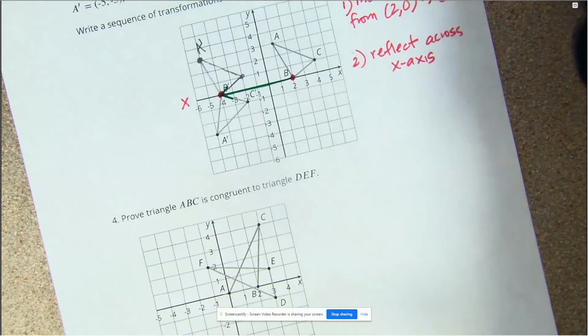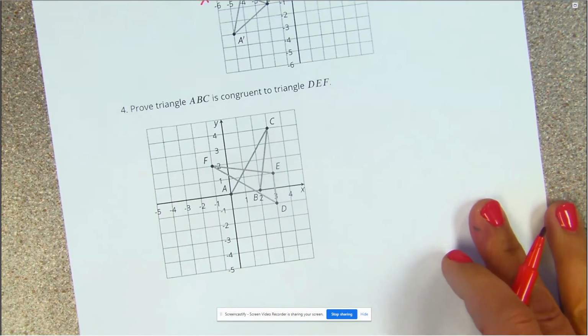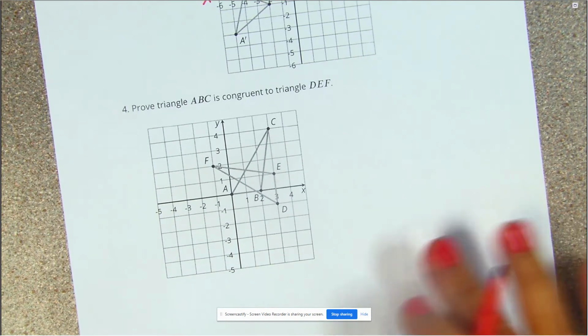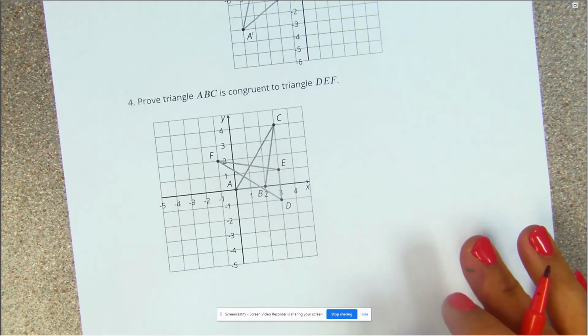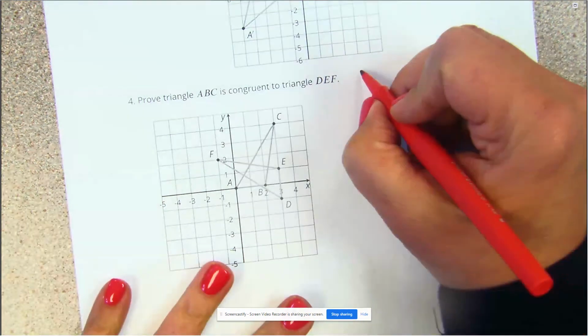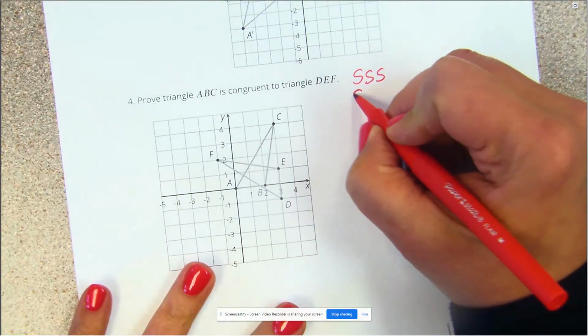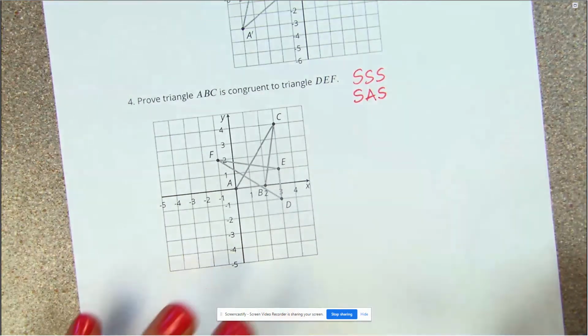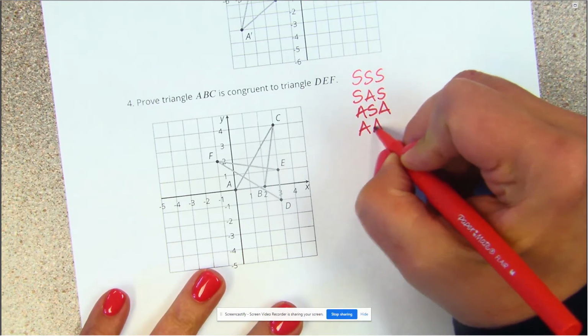All right, number 4, prove triangle ABC is congruent to triangle DEF. There are different ways to do this. Today in our lesson we talked about how two triangles are congruent if, well, we have our shortcuts that we've learned this year. We have SSS. If all 3 sides are the same length, we can prove they're congruent. We have 2 sides and an angle in between. We had ASA and we had AAS.